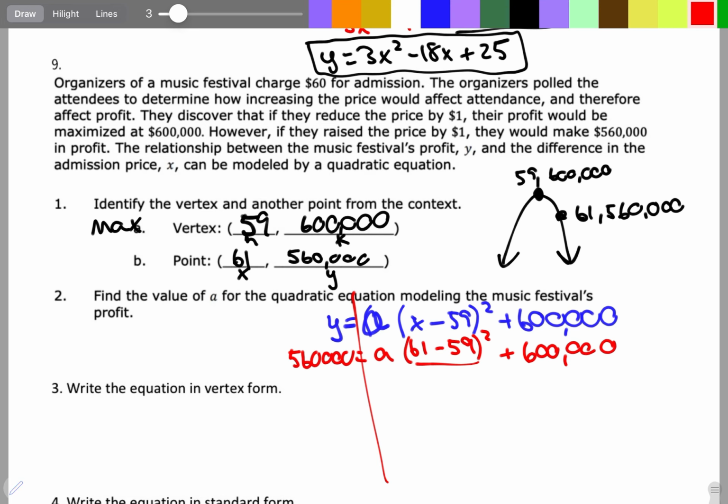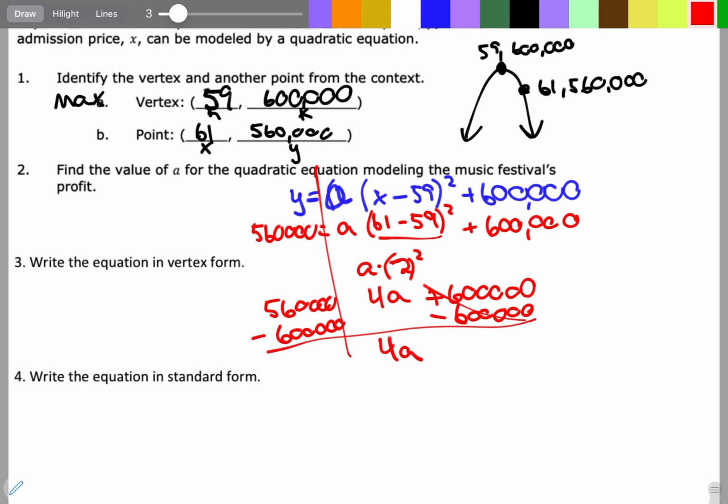So right here, that's going to be 2 squared times a, which is 4a. We're going to subtract 600,000 on both sides. Yeah, it's a lot of work, I know. You end up with 4a. And over here, you end up with -40,000. Divide by 4 on both sides, you get -10,000 for your a value.